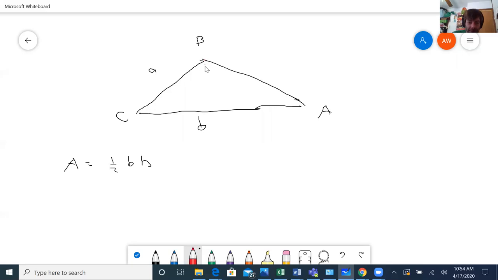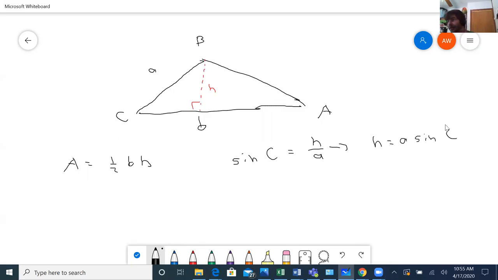Okay, so my height is going to be that guy right there. But now we have a right triangle. So I know that the sine of C equals the opposite over the hypotenuse, which tells me that my height is A times the sine of C. So if that's my H, that's my H. And I'm going to write this as Area, not A, because we're already using A for angles. So that means my area of a triangle is going to be 1/2 AB times the sine of that angle right there.